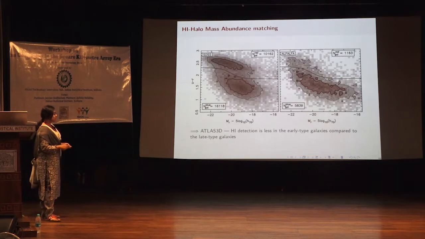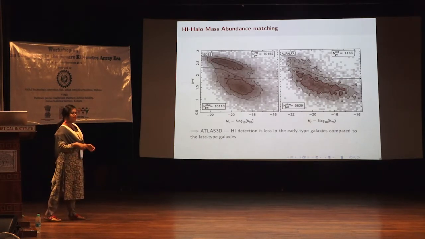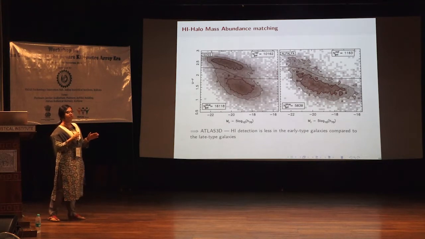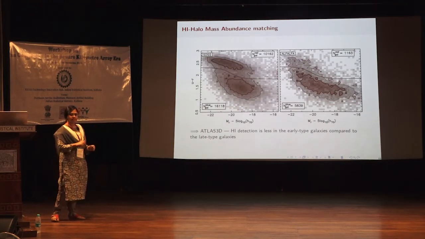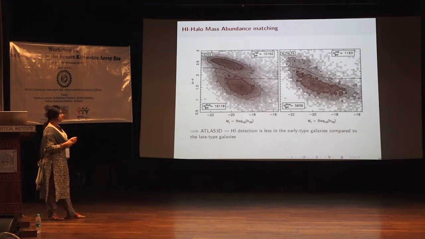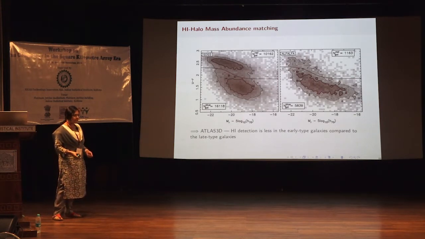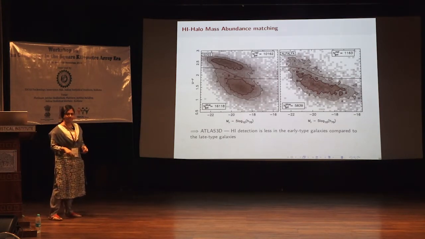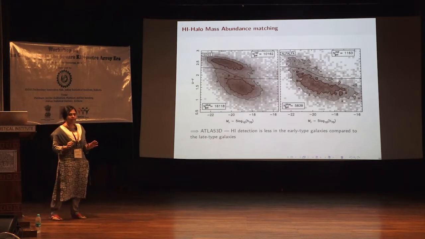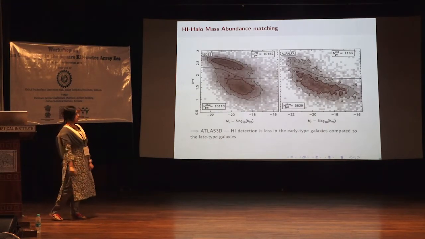Again, this fact has been supported by the ATLAS 3D project. They targeted massive early type galaxies, and they have reported that the H1 detection in the early type galaxies is quite low compared to that in the late type galaxies. So we do not have a monotonic relation between H1 mass and halo mass.